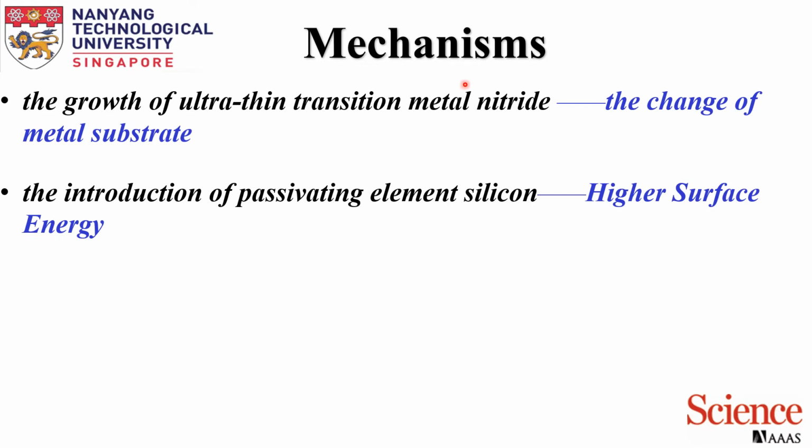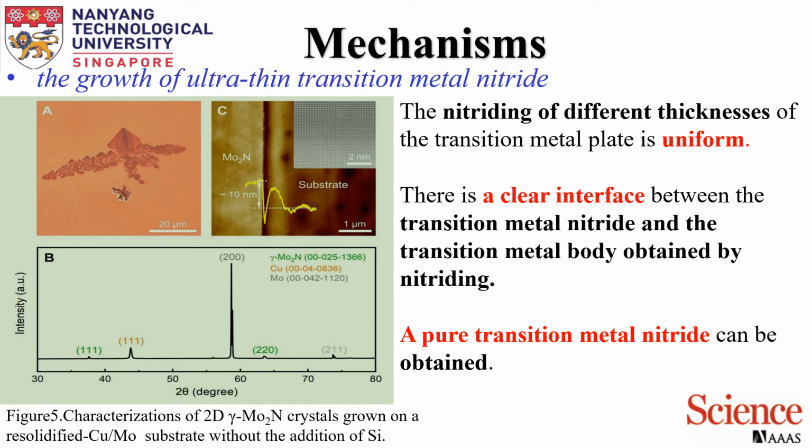Let's take a look at the CVD growth mechanism of two-dimensional molybdenum silicon nitride crystals. The growth of the new ternary layered material transition metal silicon nitride can be decomposed into two parts. The first part is the growth of ultra-thin transition metal nitride, and the second part is the introduction of the passivating element silicon. The traditional CVD preparation is not suitable for preparing ultra-thin transition metal nitride. These methods can result in uneven nitridation at different thicknesses of the transition metal sheet, and there is no obvious interface between the transition metal nitride and the transition metal body attained by nitriding.